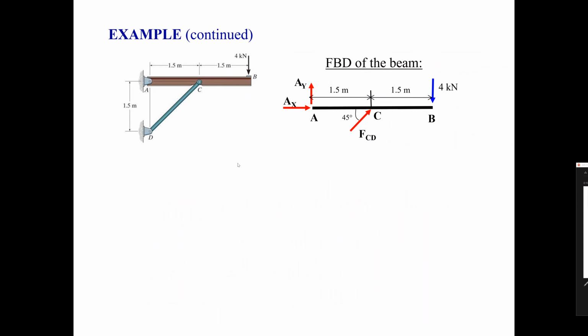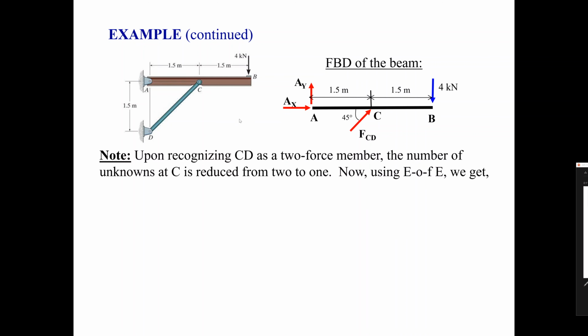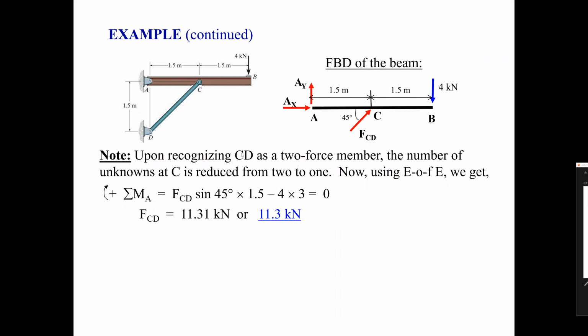Okay, so first part, coming up with your free body diagram, and there are the reactions. As before, we draw these in the positive x, positive y direction. We could have drawn them the other way. What we'll find is that if the result is negative, it's just in the opposite direction. Okay. Now, using the equilibrium equations.